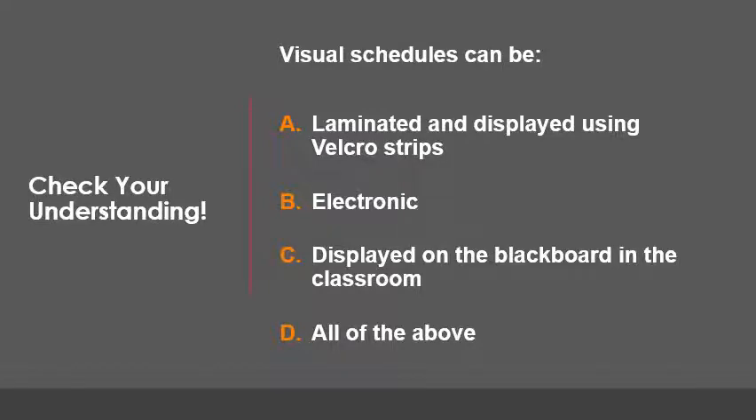Let's pause so you can check your understanding. Which option best completes this statement? Visual schedules can be A, laminated and displayed using Velcro strips, B, electronic, C, displayed on the blackboard in the classroom, or D, all of the above. If you answered D, you're correct. There are a variety of visual schedule formats to suit everyone's tastes and needs.